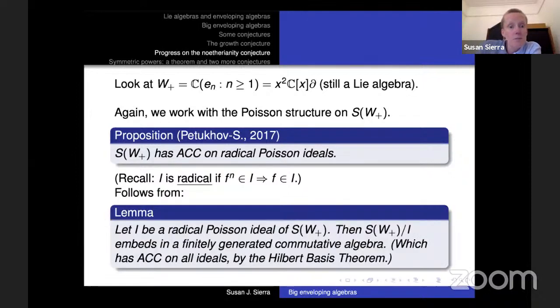So the basic way that we proved this was by showing that if I take a radical Poisson ideal of the symmetric algebra, I can embed it in a finitely generated commutative algebra, which then will have any good property you want. In particular, it will have ACC on ideals. This is by the Hilbert basis theorem, the first theorem that proves that any ring is Noetherian.